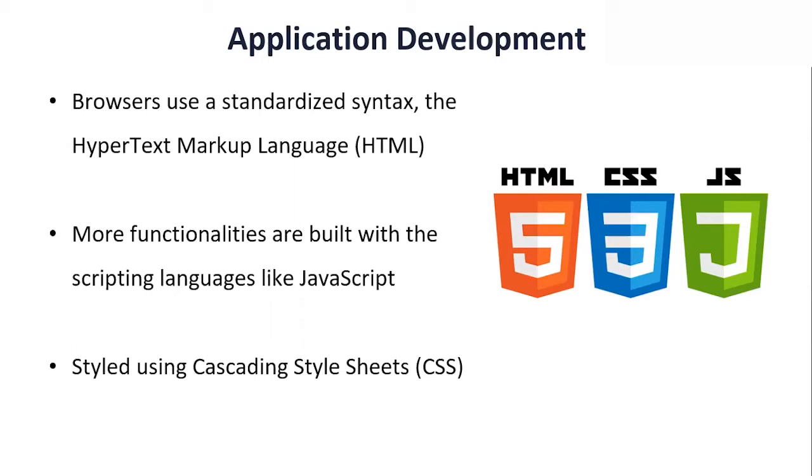And on top of that, more functionalities are built with scripting languages like JavaScript. And to achieve these user interfaces with styles and formatting, we use something called CSS, or cascading style sheets. So these 3 together form the standard for any web application that you see or even that you use.